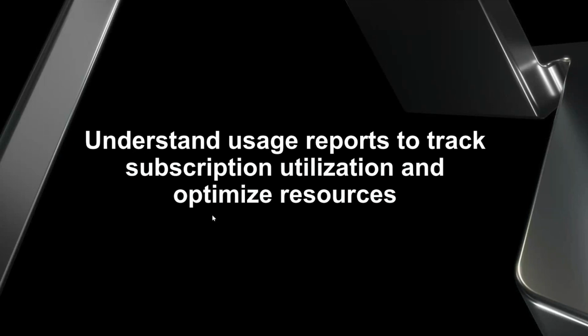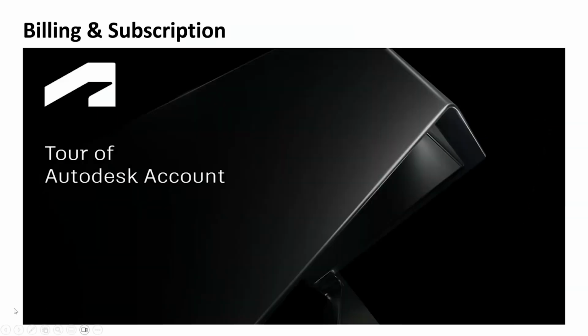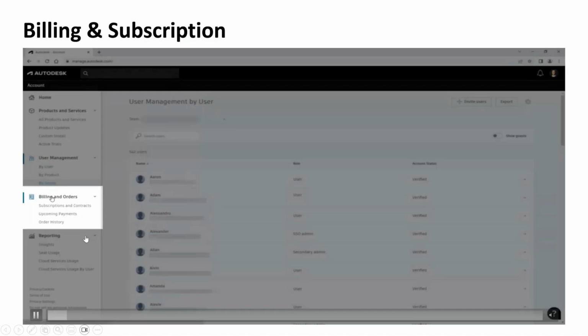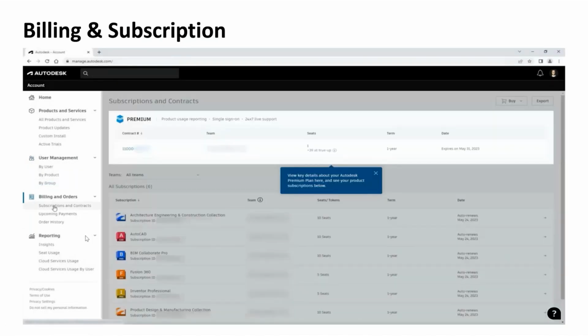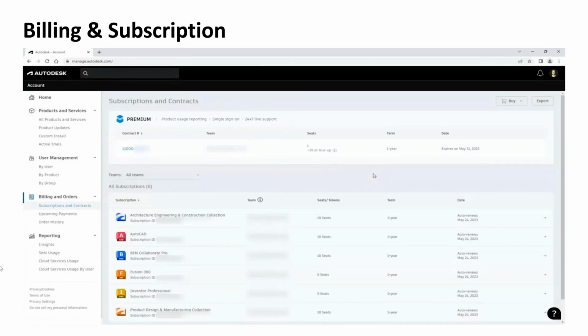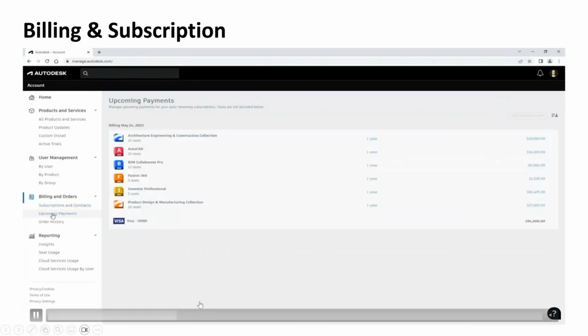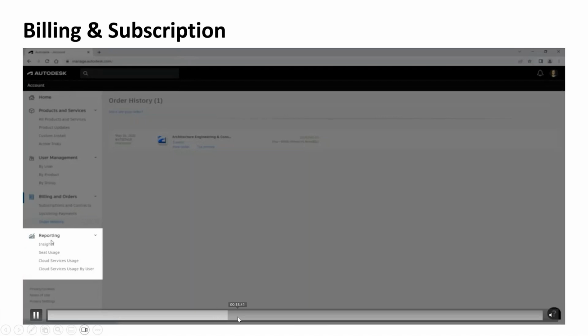And finally, understand the usage report. That is where you can track subscription utilization and optimize resources. We will be seeing it. Let me go on to that. This comes under the contract managers or primary admins. Here, each individual user can also see what subscriptions are available under the subscription contracts. And there is also the option called reporting.